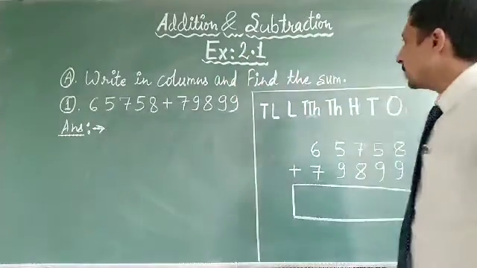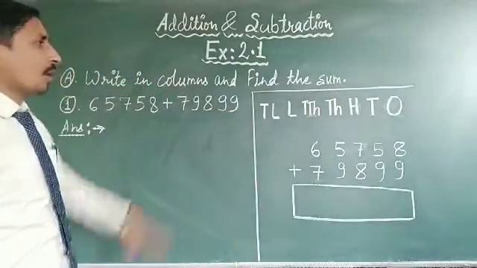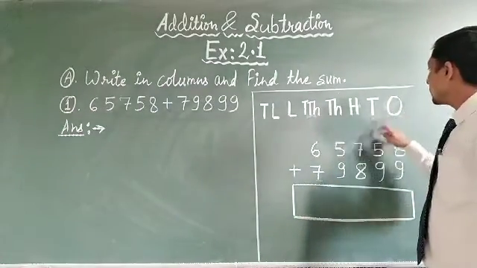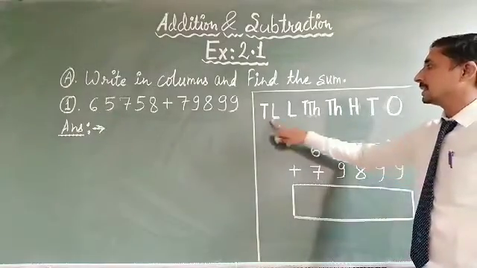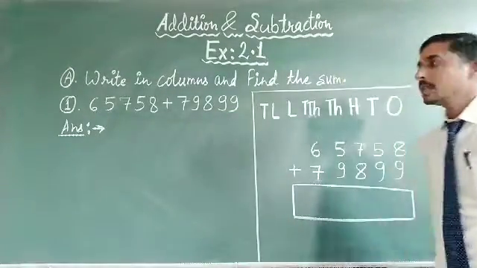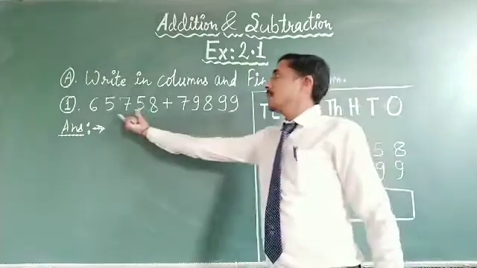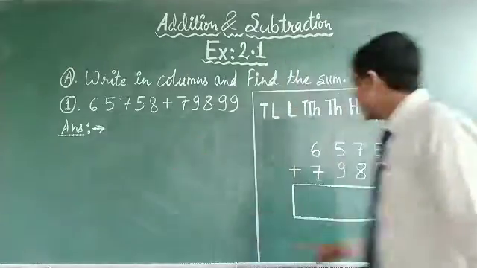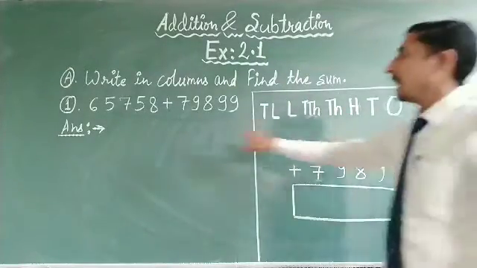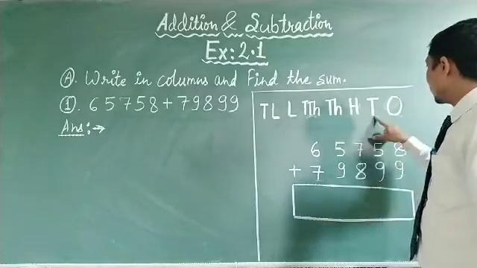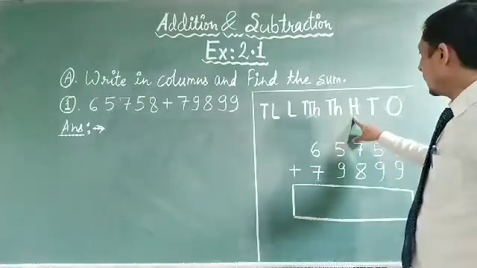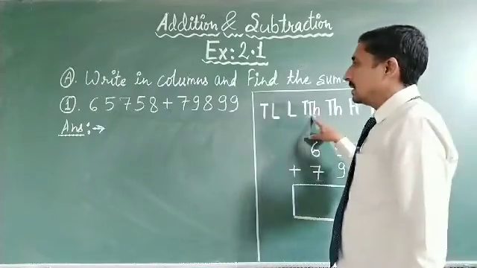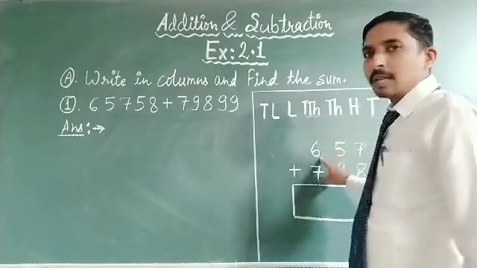Now, first of all, what we have to do? We have to write the given numbers in columns. So first we have to make the columns: ones, tens, hundreds, thousands, ten thousands, lakh, ten lakh, crore, ten crore. We start writing our first whole number from the ones place, the last digit. In ones place we have written 8, the digit 5 in tens place, the digit 7 in hundreds place, the digit 5 below thousands place, and the digit 6 below ten thousands place.